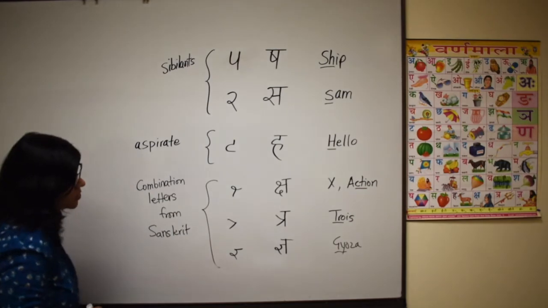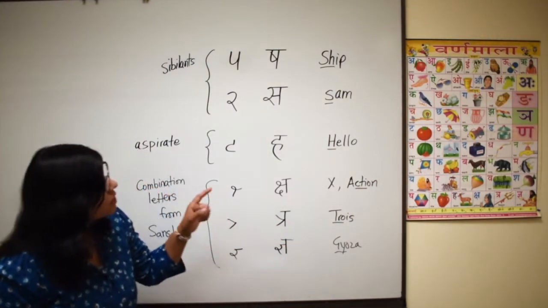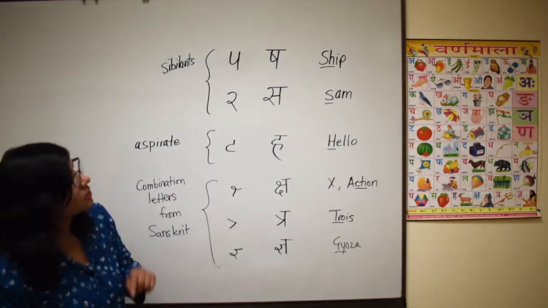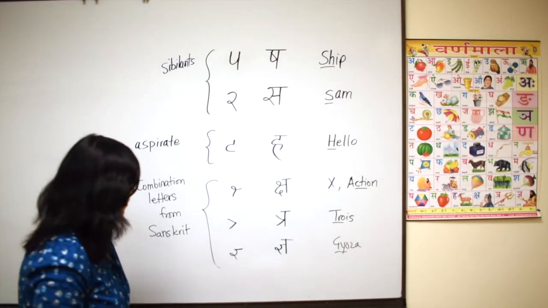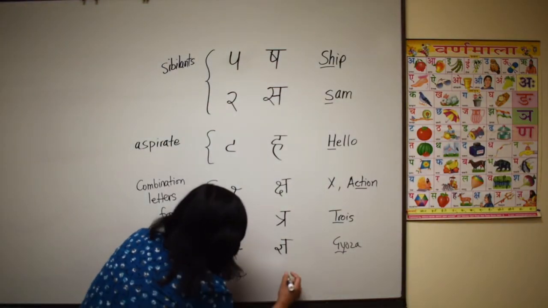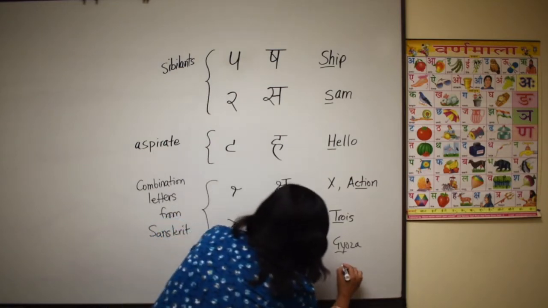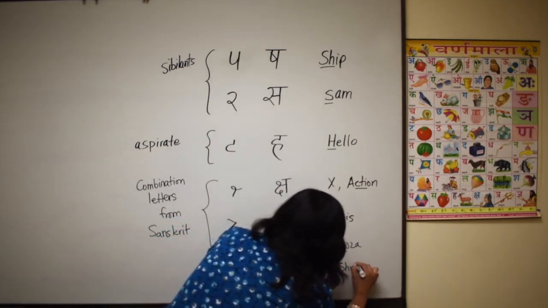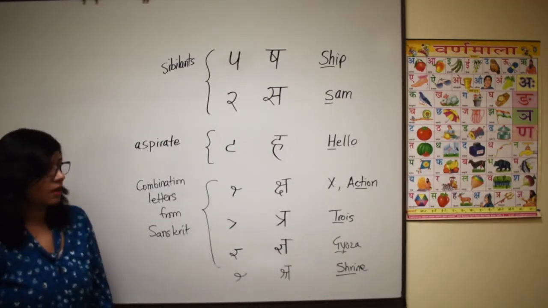Okay. I'm actually going to add one more letter here that is not traditionally found on a standard Hindi alphabet chart, but we often see it. So it's shr, okay? And this is how we make it, like this. Shr, and that's a combination of sh and r together. For instance, like shrine, okay, shr.